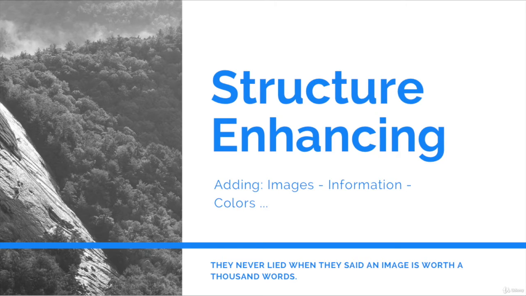And I briefly talked about how adding images and information can actually help, but I'm pretty sure a lot of you are saying, okay, but what kind of images? Like, what do you mean images? Do I add just a picture of my niece on the mind map? Is that how it works? What kind of information should I add? This is what we're going to talk about right here in structure enhancing.